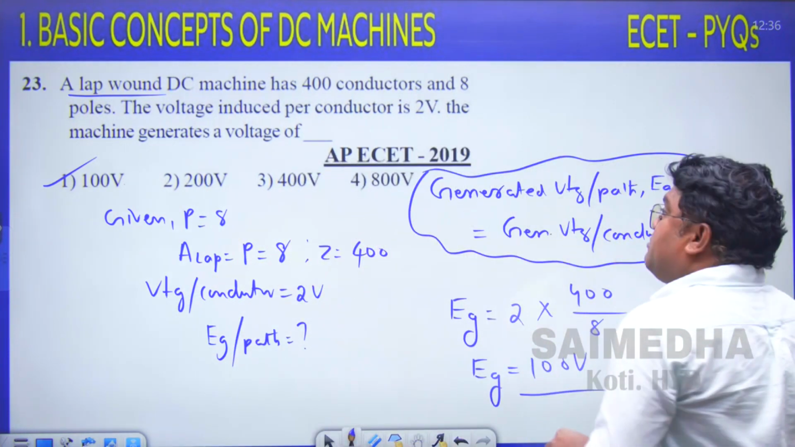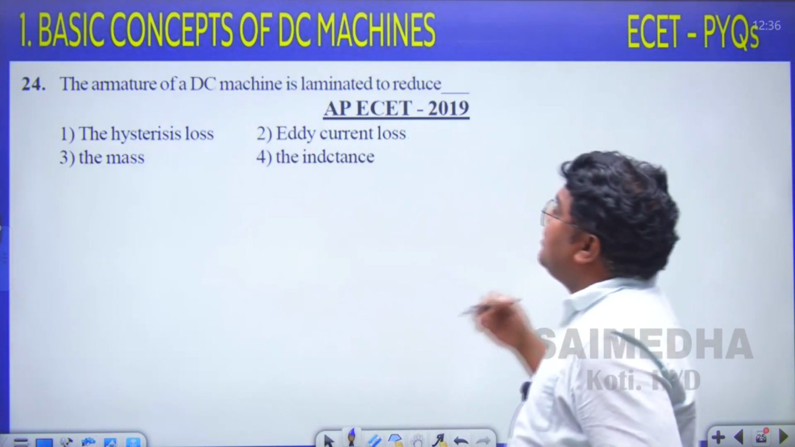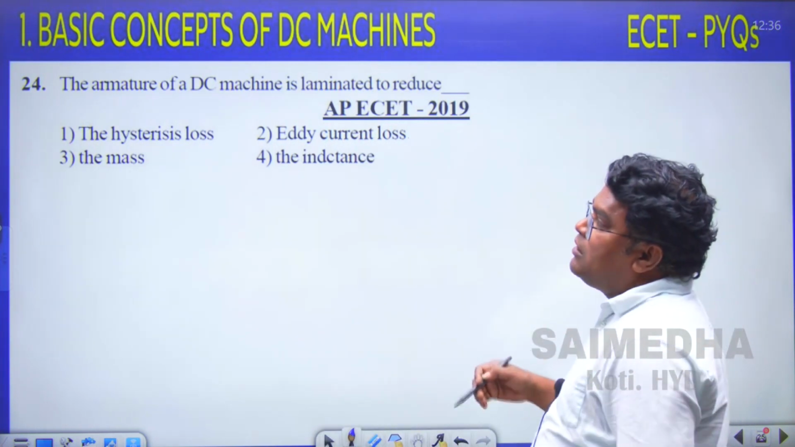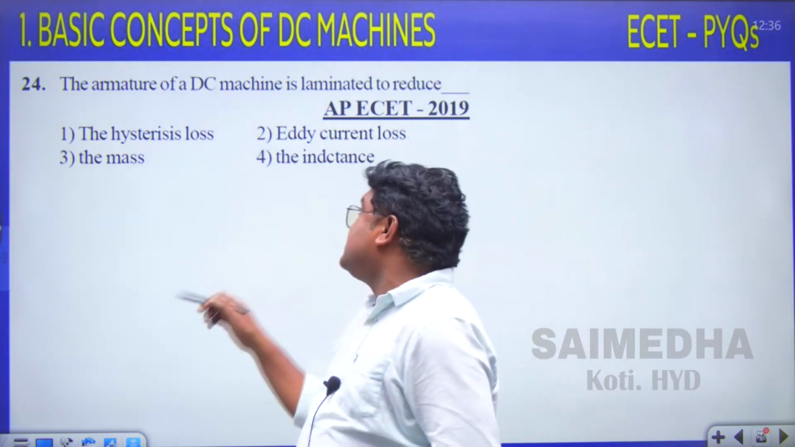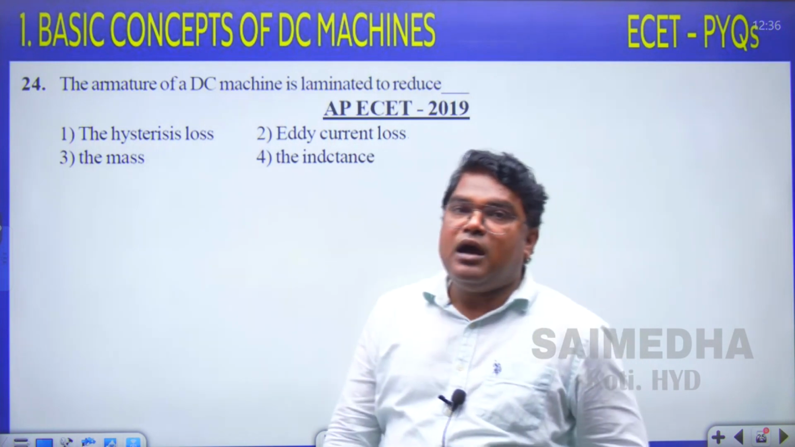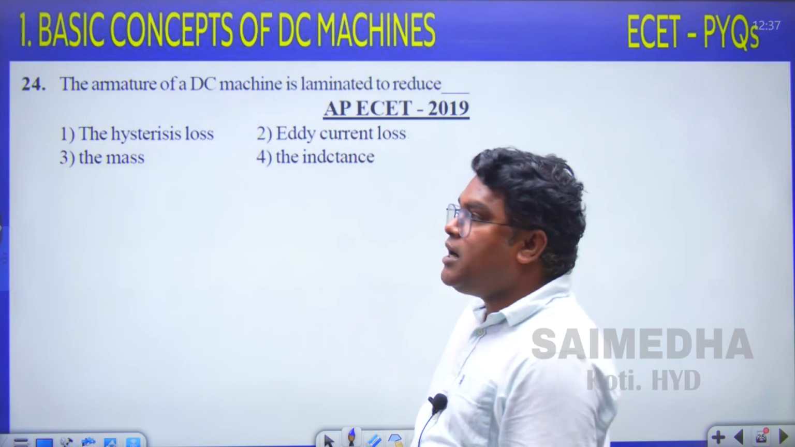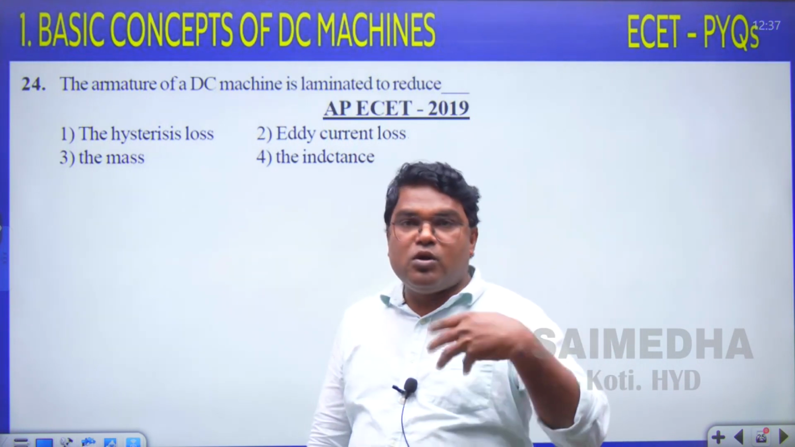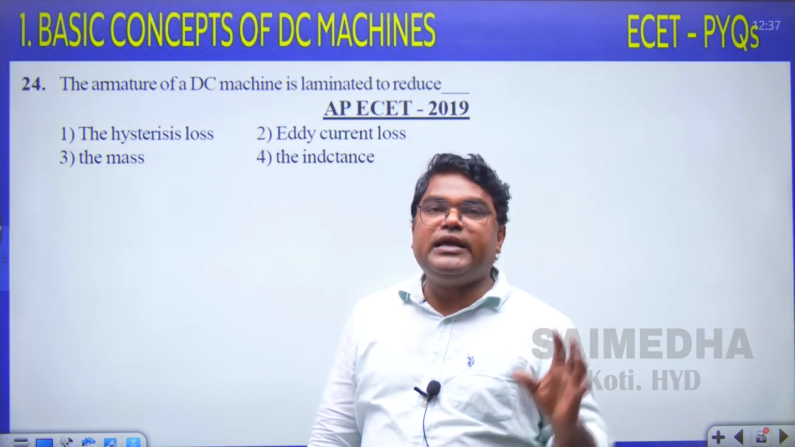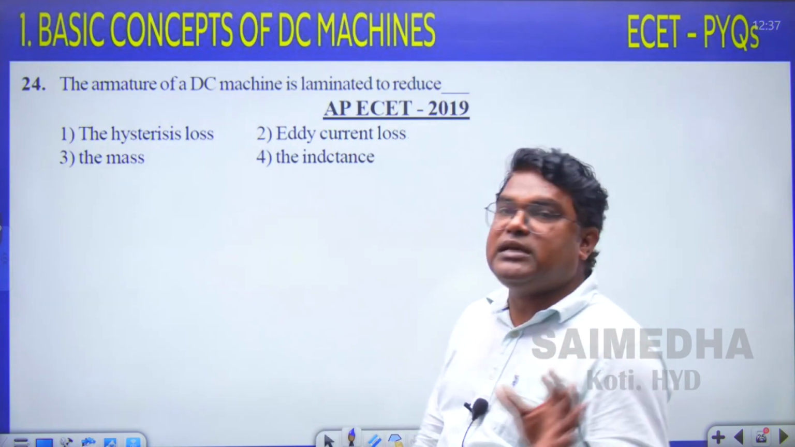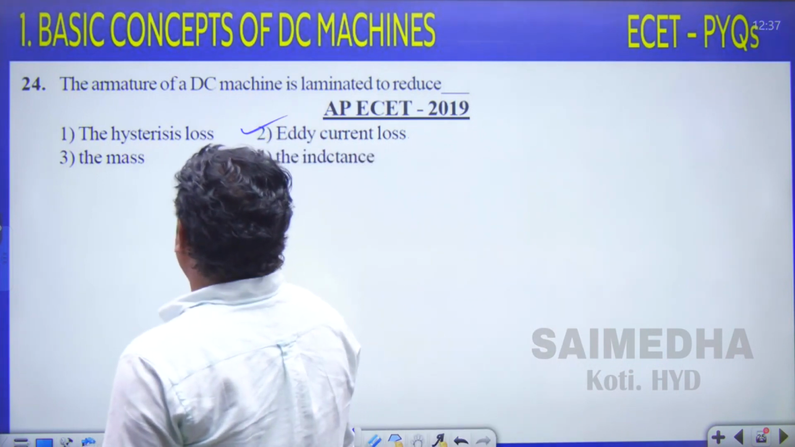And next one, question number 24. The armature of the DC machine is laminated to reduce: option 1 hysteresis loss, eddy current loss, the mass, and the inductance. The armature core of the DC machine is laminated to reduce eddy current losses. By laminating the core, the conductivity of the material decreases. The decrease in the conductivity decreases the eddy current losses. So option 2 is correct for this question.